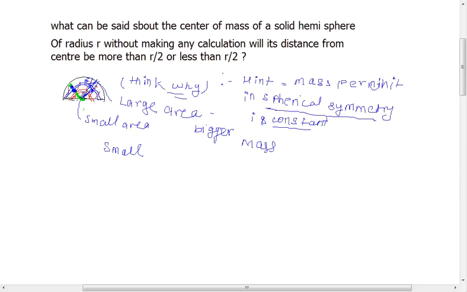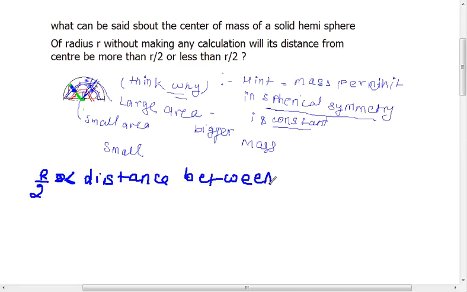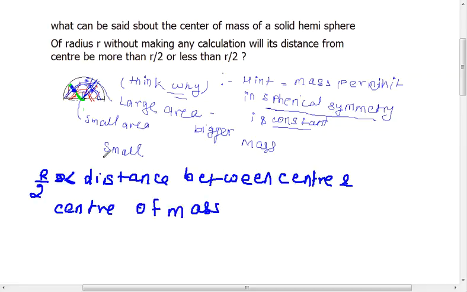So the center of mass will be somewhere here, close to the surface. If you look at the distance from the center to the center of mass, it will of course be greater than r by 2. The distance between the center and the center of mass will be greater than r by 2.